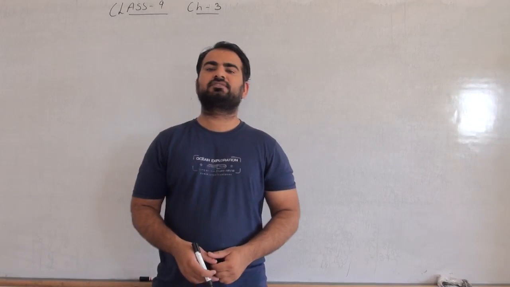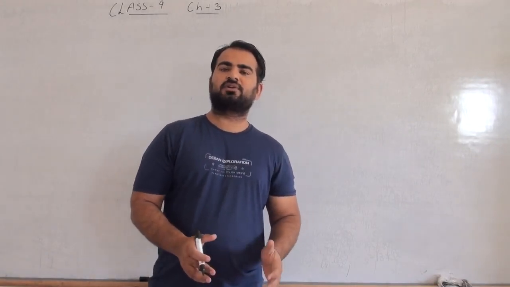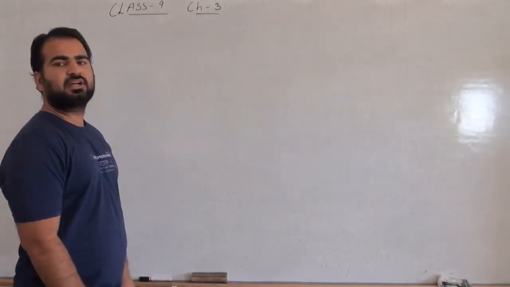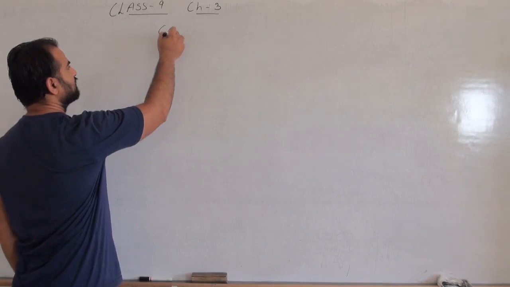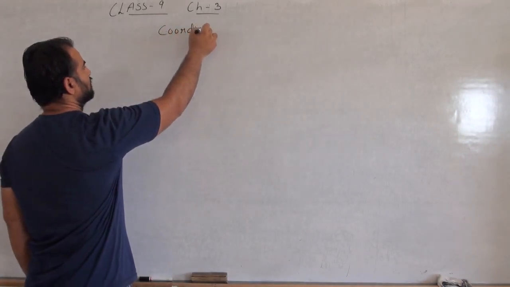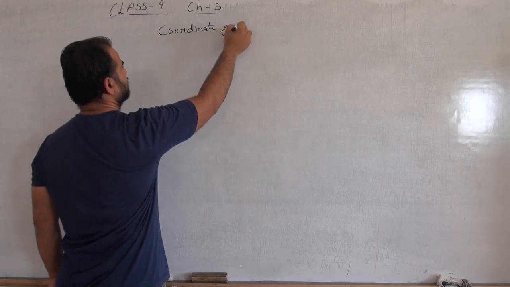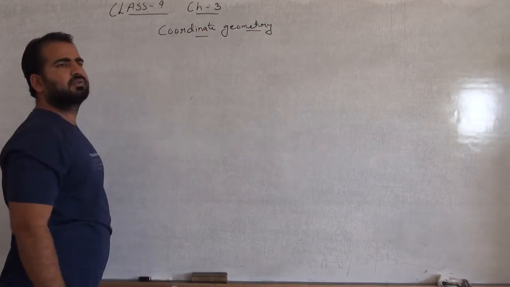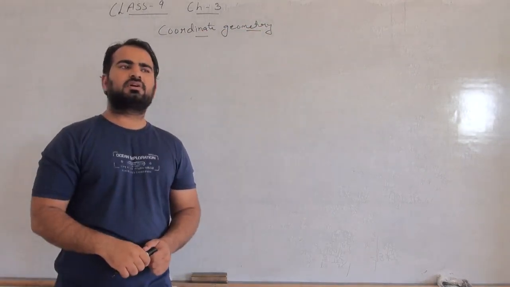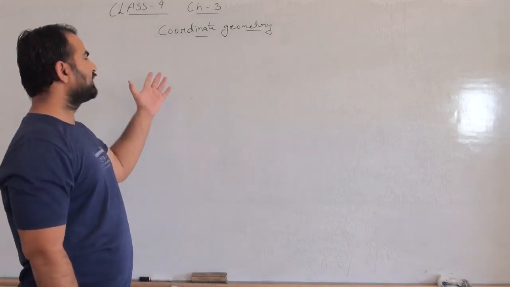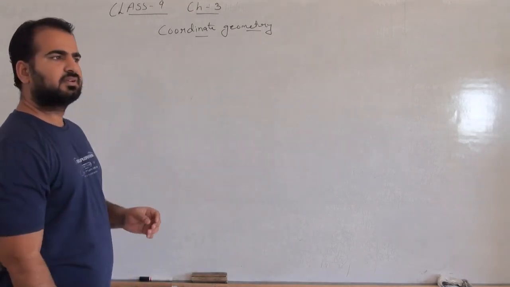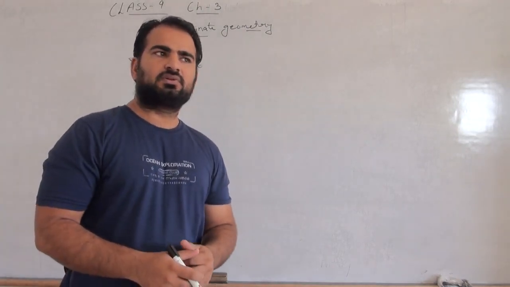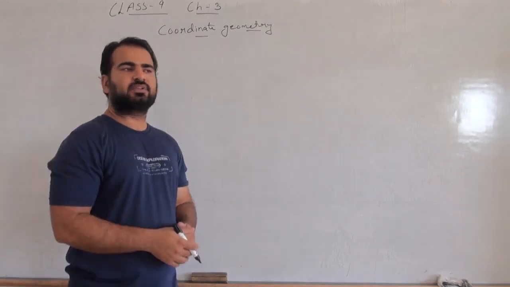Good day class. In this video we are going to understand what is coordinate geometry. Chapter number 3, class 9th, coordinate geometry. So in coordinate geometry, what do you mean by coordinates? Coordinate means the place of a point on a Cartesian plane. So now you will ask, what is a Cartesian plane?